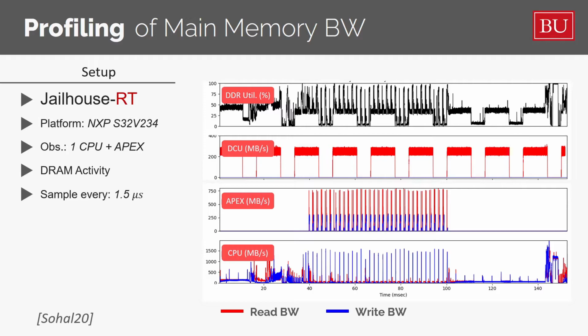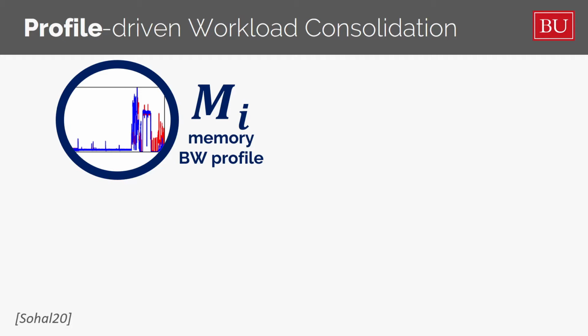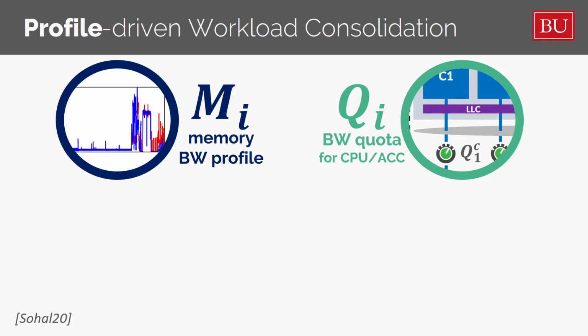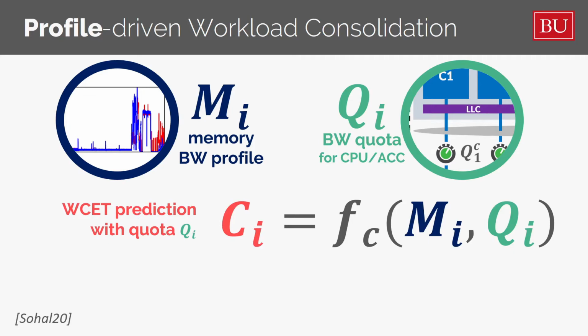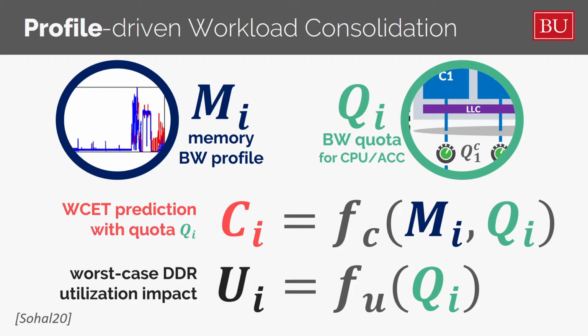All right, so we can take all of this information. Now let's try to put two and two together. So we have on one side the memory bandwidth profile, on the other side the ability to control both the activity of cores and accelerators in main memory. And with that, we are able to construct essentially very precise prediction functions that are able to anticipate what's going to be the temporal behavior of my application when we set a certain quota, a certain bandwidth for CPUs and accelerators. And at the same time, we are able to construct a prediction on the worst case utilization that we should expect on our DRAM subsystem when we are using a certain level of bandwidth in our CPUs or accelerators alike.